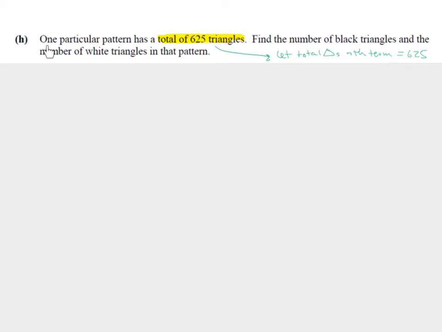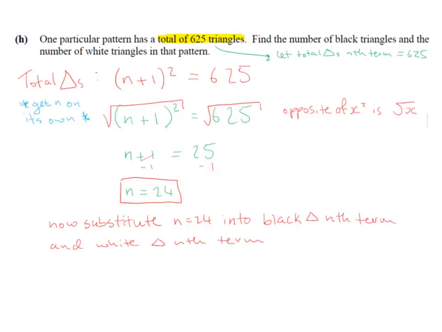Part H. One particular pattern has a total of 625 triangles. Find the number of black triangles and the number of white triangles in that pattern. So what we're going to do is let the total triangle's nth term equal 625. This is a formula that we already came up with, and we're going to let it equal 625 and then solve for n. So the total triangle's nth term pattern is n plus 1 squared. So we worked this out already. We're going to let this equal 625 and then solve for n.